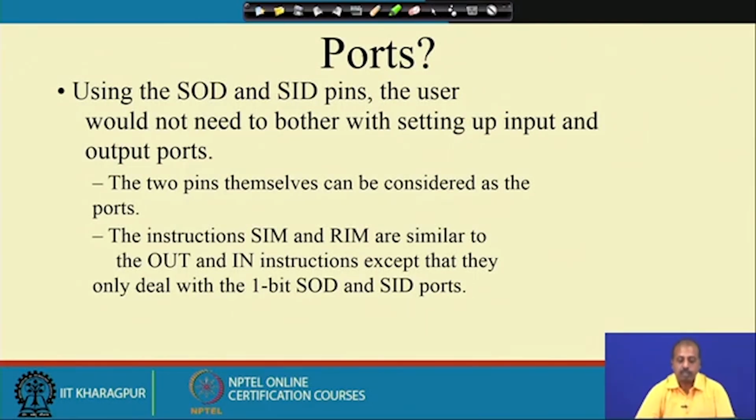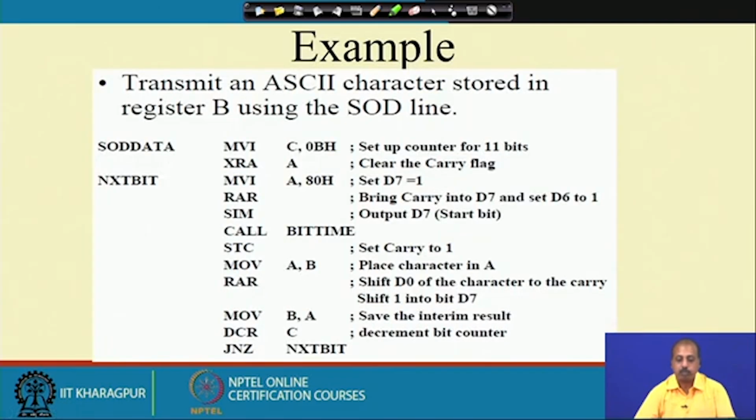Now, the SIM and RIM instructions are similar to the OUT and IN instructions. We will see the OUT and IN instructions later; they are for parallel input and output. For 8 bit parallel output, you can use the OUT instruction, and for 8 bit input we can use the IN instruction. The only difference is that OUT is 8 bit while SIM is 1 bit, and IN is again 8 bit input while RIM is single bit input. That way, the SOD and SID pins are used as ports.